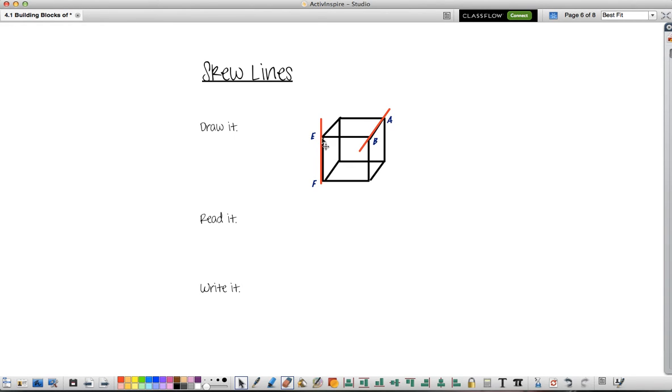Okay, so BA and EF are never going to touch, but they're not parallel, because to be parallel, they have to be on the same plane and they have to be running the same direction. But in this case, again, it might look like these lines would intersect, but that would be in the 2D world. In the 3D world, they do not. So this would be read as line AB and EF are skew. Again, you could say line BA or FE, or you could say line EF and AB are skew. There's no correct order to put them in.